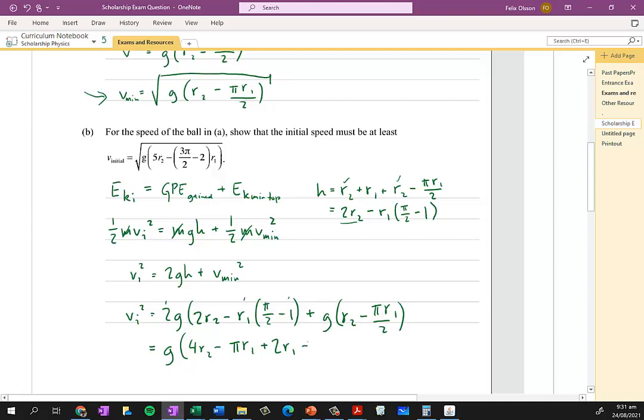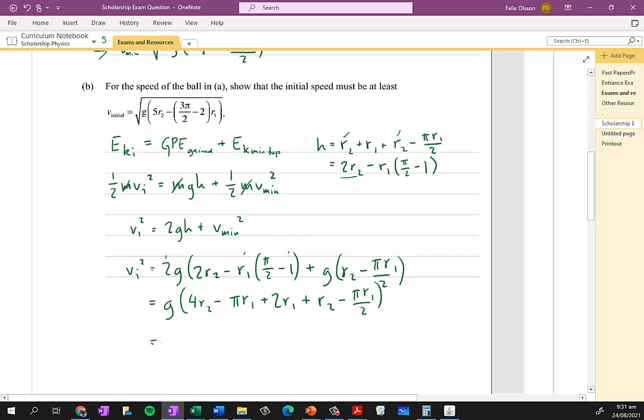Okay, and then we have plus r2 and minus pi r1 over 2. And this will hopefully simplify to that thing that we had in that bracket there. I might have done this slightly awkwardly, so pardon me if you see a simpler way. So g times, and then we have all the r2s, so we have 5 r2s. And then we have minus pi r1. And then how many r1s have we got here? So here we have r1, r1, and r1. So let's go with minus.